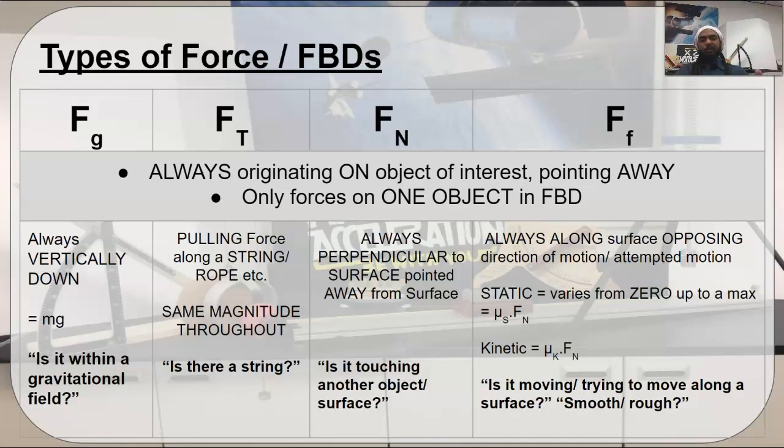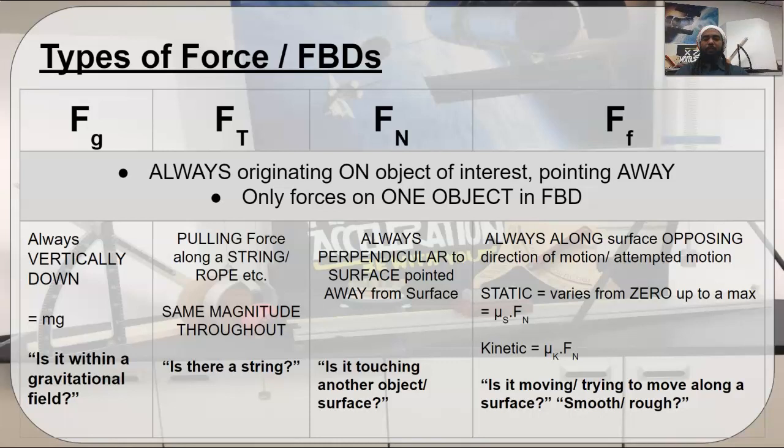So free body diagrams, let's focus on one object. So types of forces, these are the main ones that come up, and so you ask yourself these questions. Is it within a gravitational field? If yes, it will have a force of gravity equal to mg. Gravity always acts vertically downward.